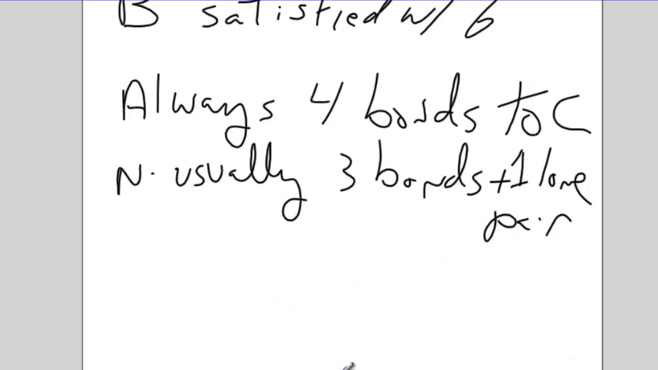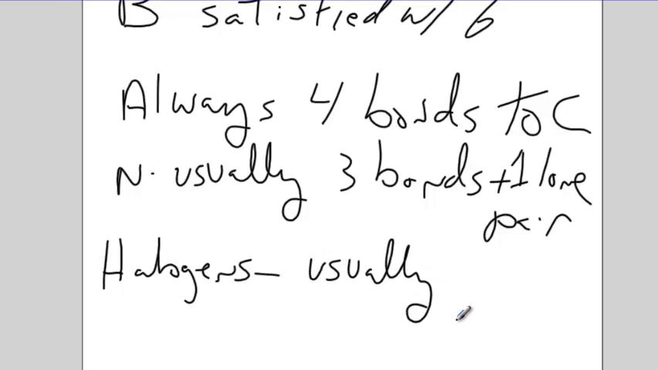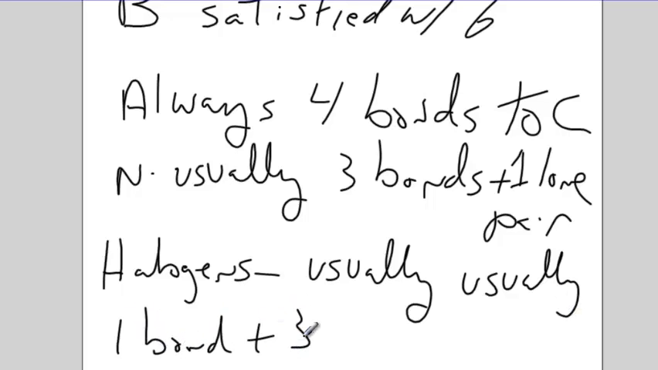I can throw a few more of these at you. Halogens, fluorine, chlorine, bromine, iodine. Usually, I mean, these aren't hard and fast rules, but they're just here to give you an idea of what things look like. Halogens usually have 1 bond and 3 lone pairs.